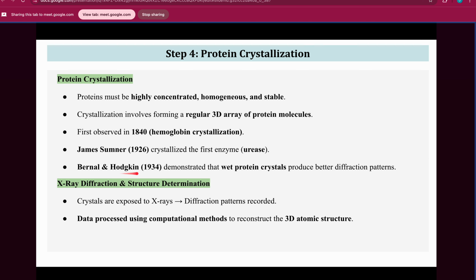And we have also discussed that Bernal and Hodgkin, in 1934, observed the X-ray diffraction pattern for the pepsin enzyme. So X-ray diffraction and structural determination is the last step, in which the crystals are exposed to X-rays, their diffraction patterns are recorded, and ultimately this data is processed using various computational methods to reconstruct the 3D atomic structures. In the later sessions, we will go into detail on how these things are done. It is not just these two steps; multiple steps are involved, but our main topic of interest here is the crystallization.